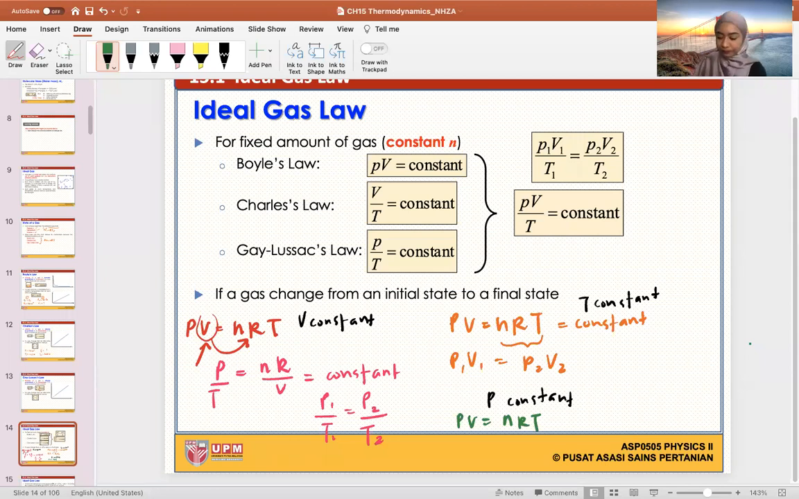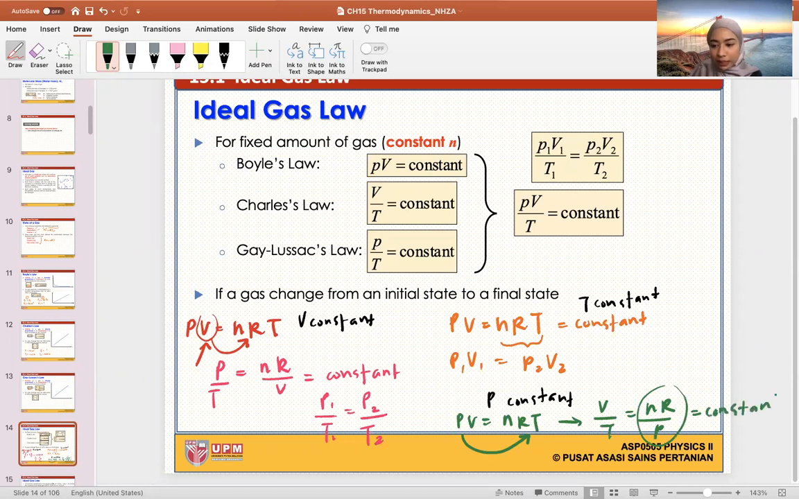Come on, guys. What should we do here? Move P to the right side. Yes, because it is a constant. What should go to the other side though? To the left side. The T. So now I get V over T equals nR over P. And we know that this guy is a constant.